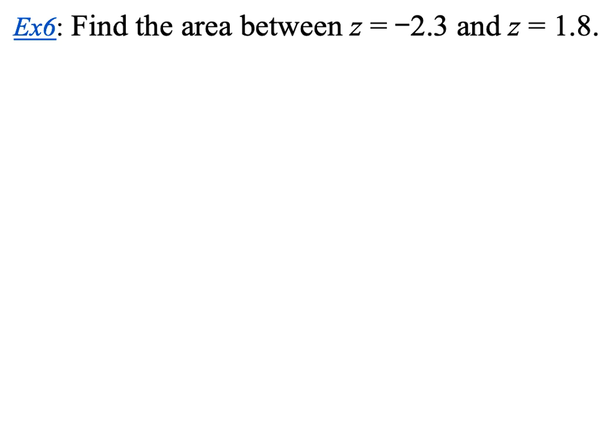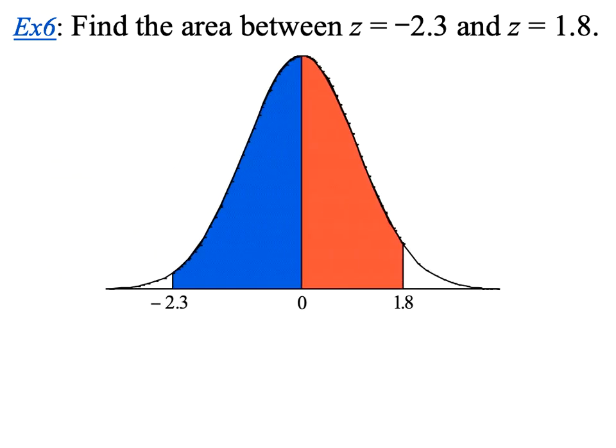So for this one, when I draw my graph, I put 0 again in the middle. I should have 1.8 above my mean of 0, and then negative 2.3 below my mean, which is my standard deviation of 0. And so it looks something like this. And so I want to find that whole area, which means I'm looking at a combination of two different areas. One is from 0 to 1.8, and one is from 0 to negative 2.3.